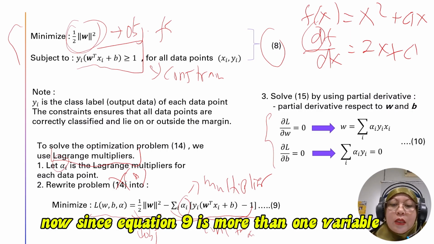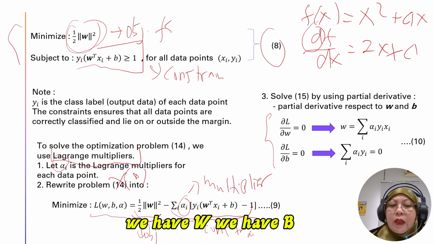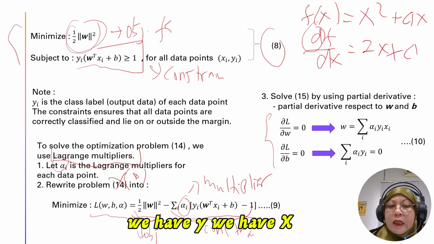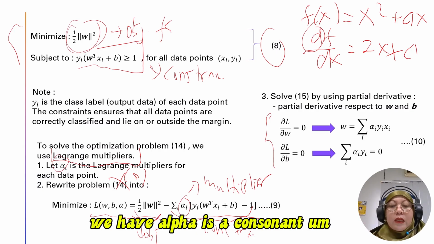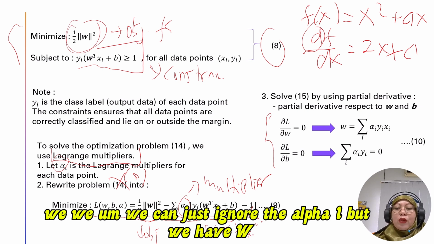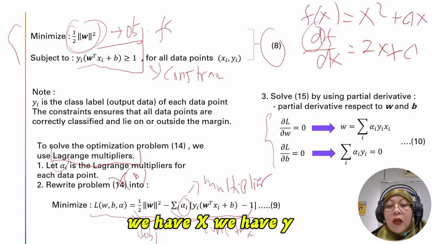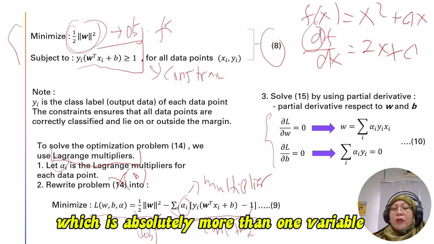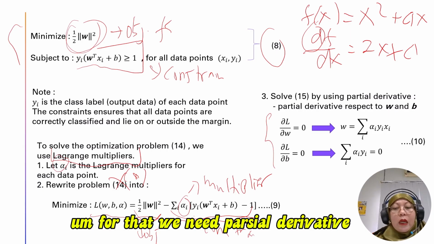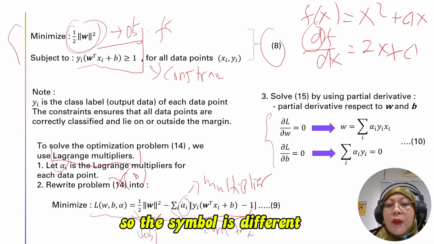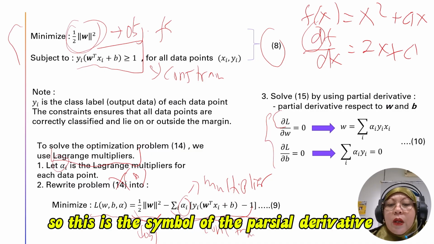Now, since equation 9 has more than one variable, we have w, we have b, we have y, we have x, and alpha i is a constant. We can just ignore alpha i, but we still have w, x, y, and b, which is absolutely more than one variable. For that, we need the partial derivative. So the symbol is different. This is the symbol of the partial derivative.